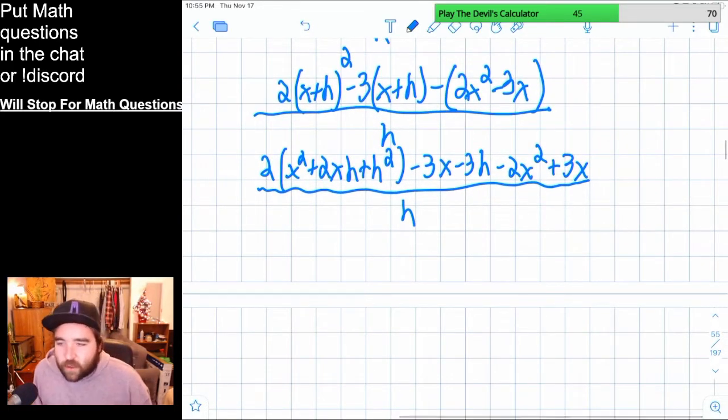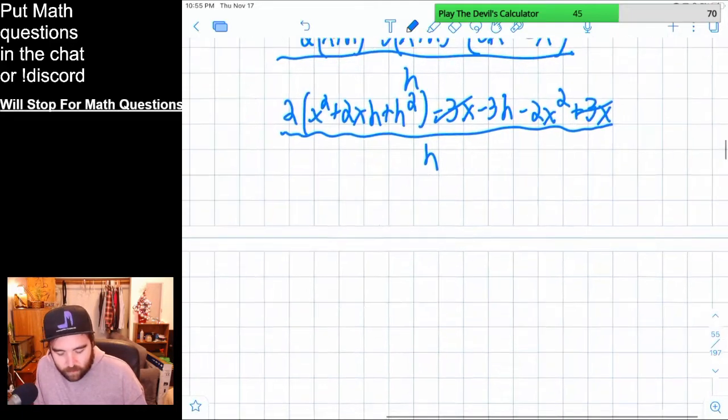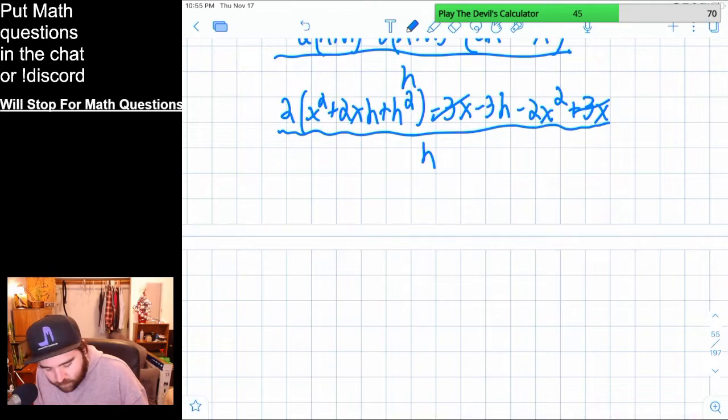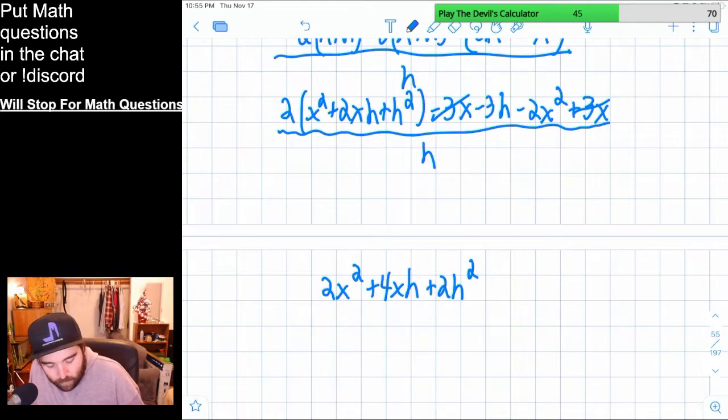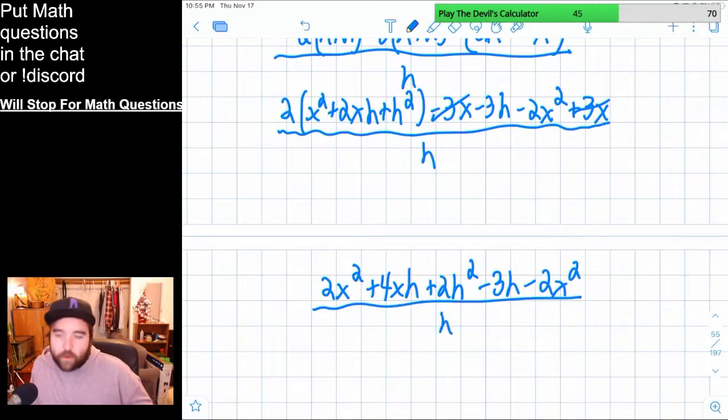All right, let's see if anything beautiful will happen. Well, I already see something. These 3x's are canceling out. So let's distribute that front 2 and see if anything else cool is going to happen. That gets us 2x squared plus 4xh plus 2h squared minus 3h minus 2x squared, all of that over h.